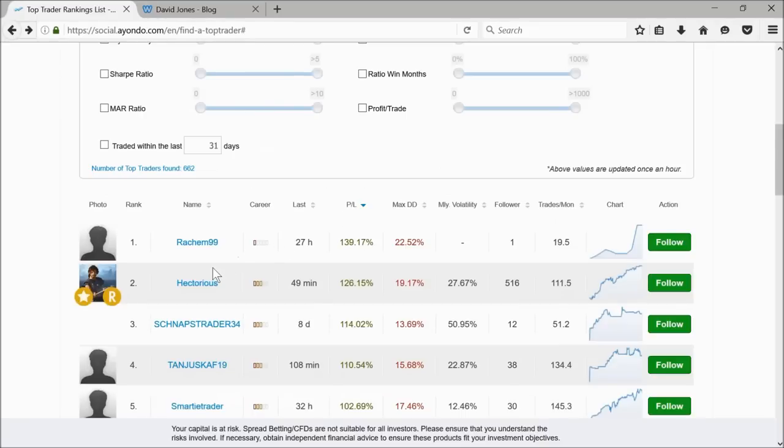So look at this one, Hectorius. I remember him. We did a webinar, I think it was about a week ago, and I remember this one. Let's have a look. Pretty good numbers. Profit or loss, 126%. Maximum drawdown, only 19%. Quite a high monthly volatility figure compared to some. So a volatility figure of about 27%, 28%. But you can see relatively smooth chart. Let's take a look at Hectorius.